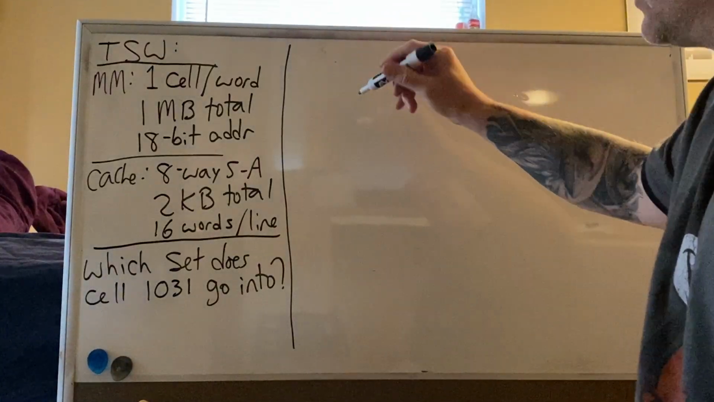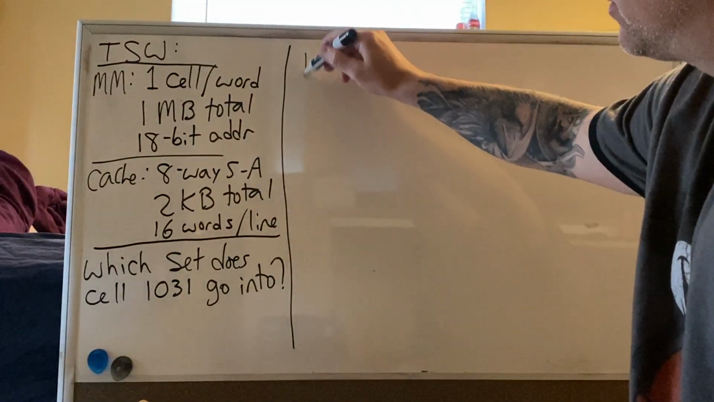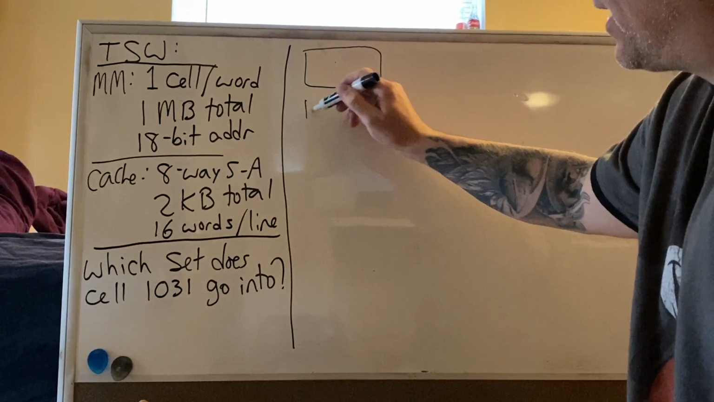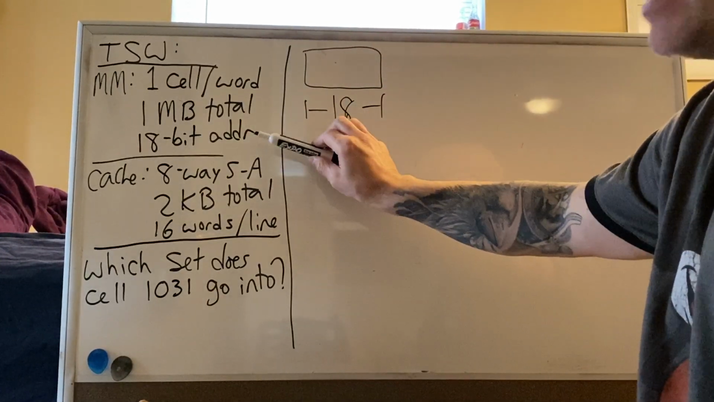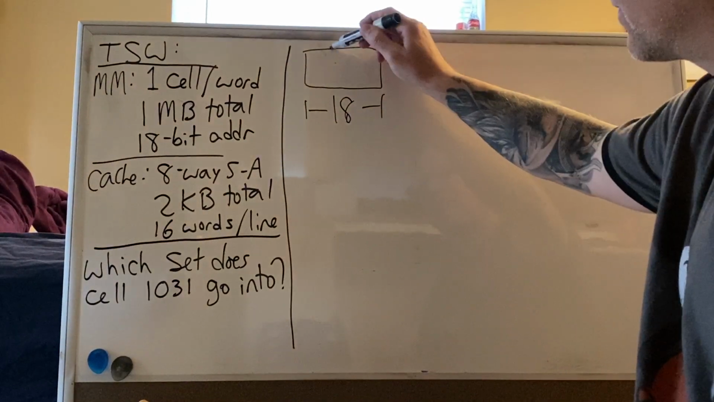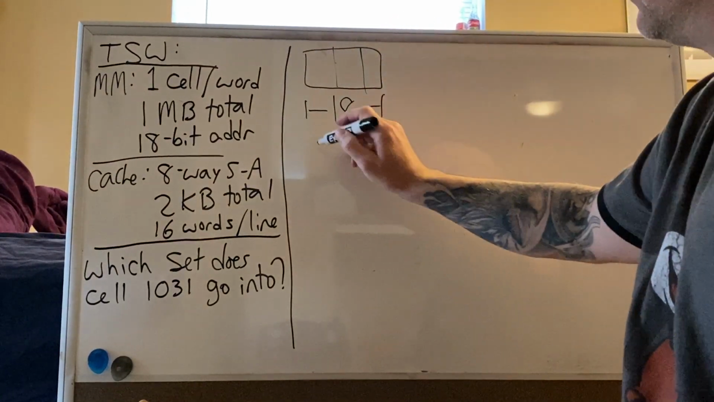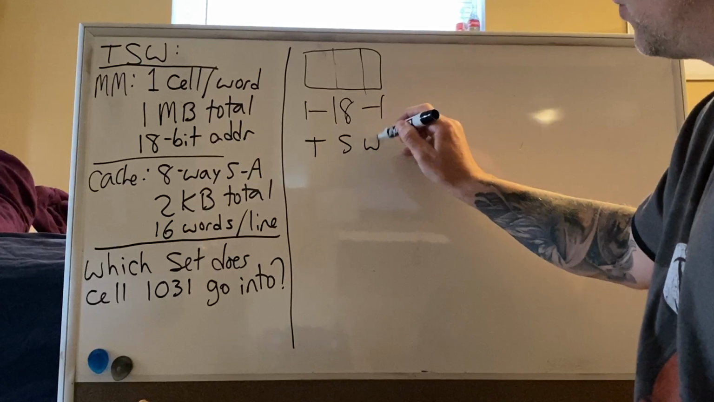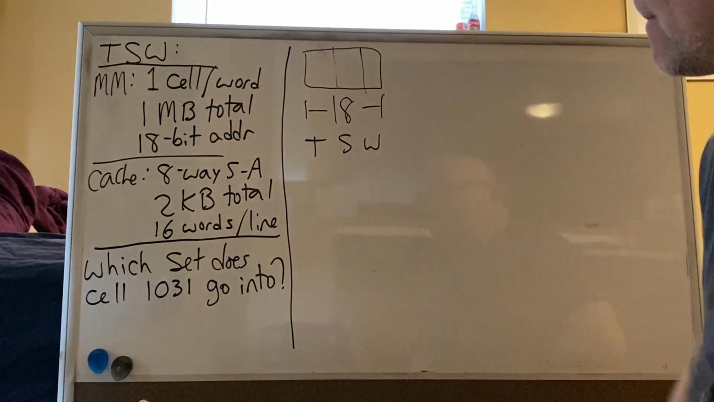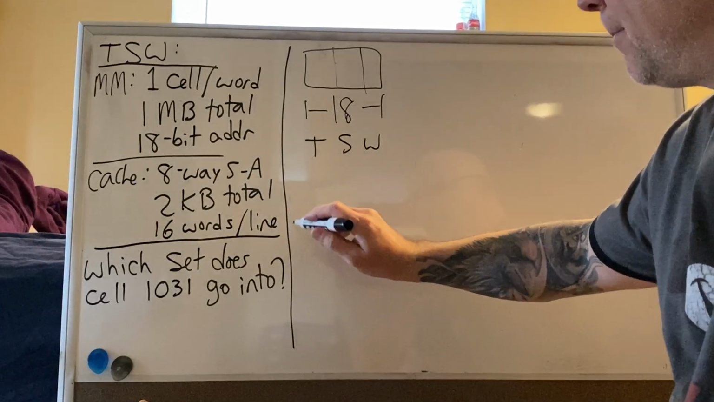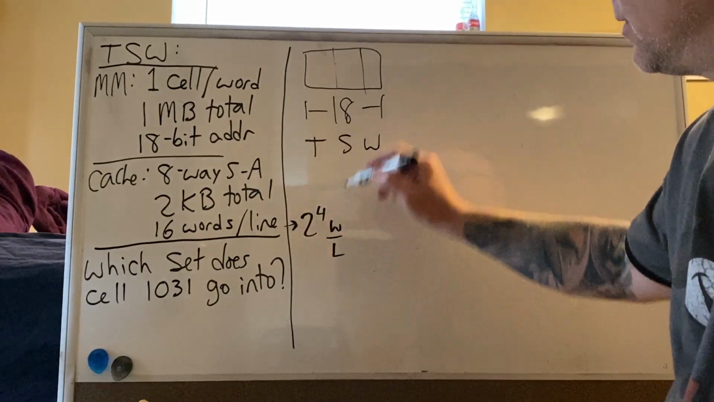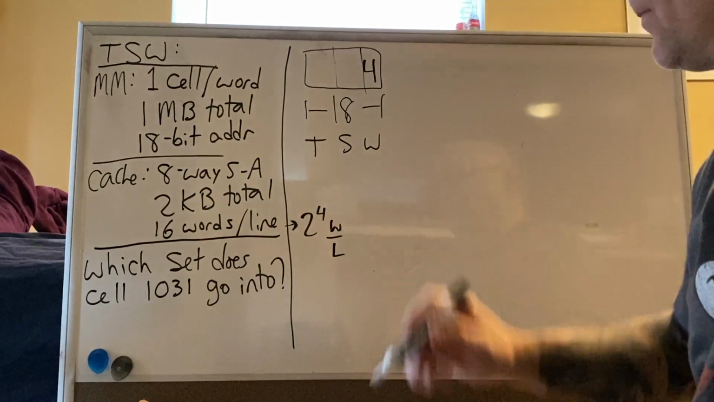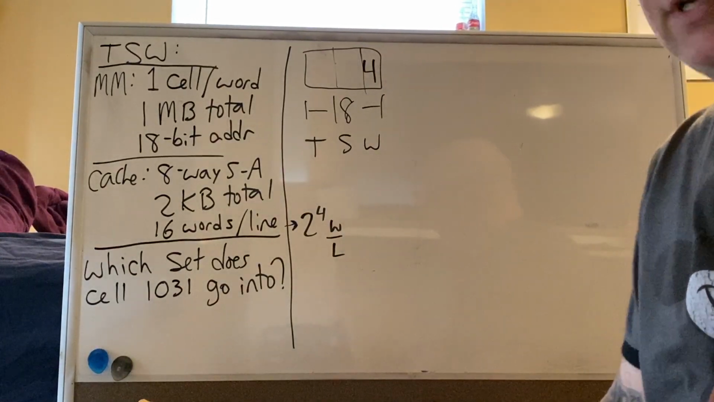Okay, first let's figure out the tag set in Word. We know the whole thing has to be 18 bits because the main memory address is 18 bits. Tag, set, word. There are 16 words in a line. Take the logarithm of that, and we'll find that it takes 4 bits to address a single word in a line.